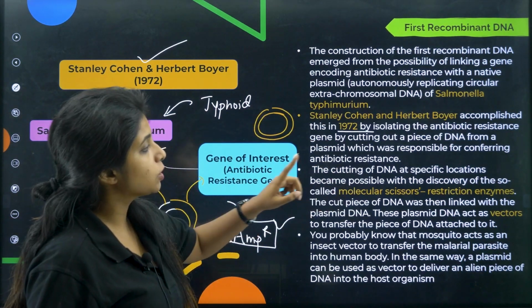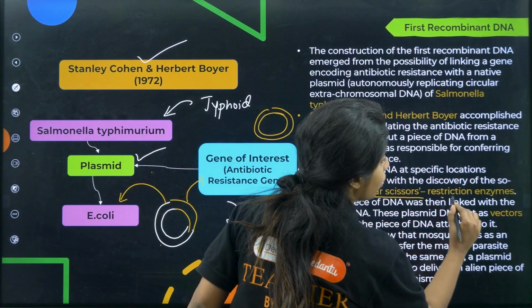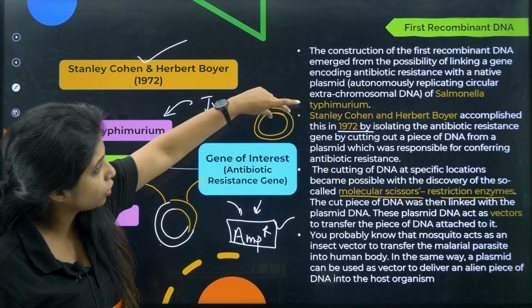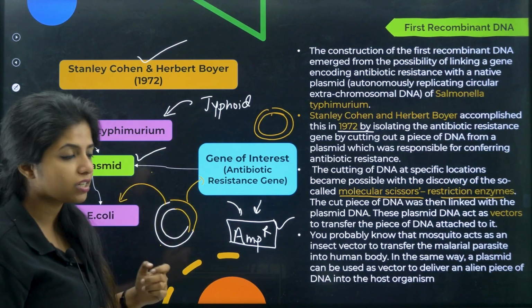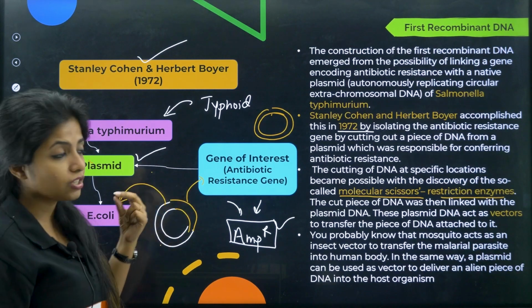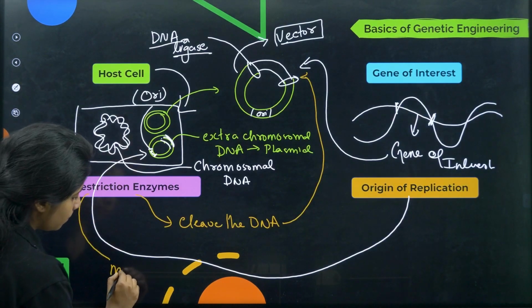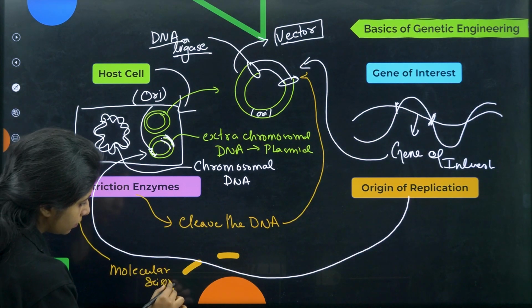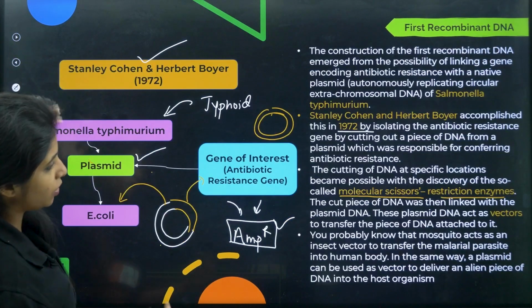Now, the cutting of DNA at specific locations became possible with the discovery of the so-called molecular scissors, or restriction enzymes. Obviously, I have to cut this particular portion and put it over here. Here also I have to cut. So basically, what do I need, children? I need restriction enzymes. You call them molecular scissors as well, because they are cutting the molecules, that is DNA molecules, right?